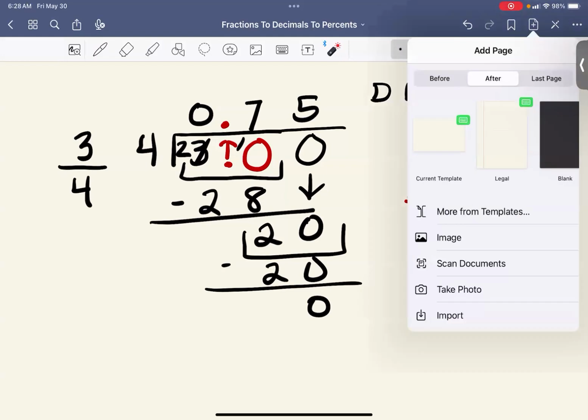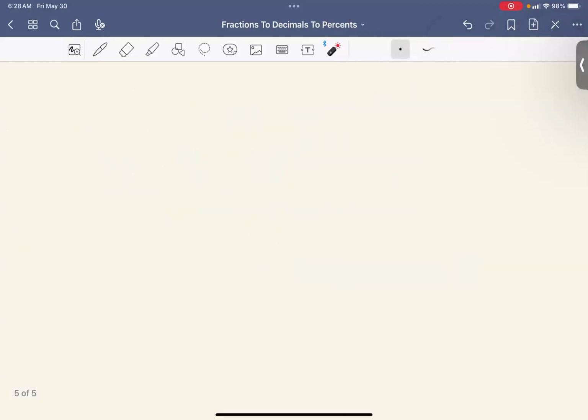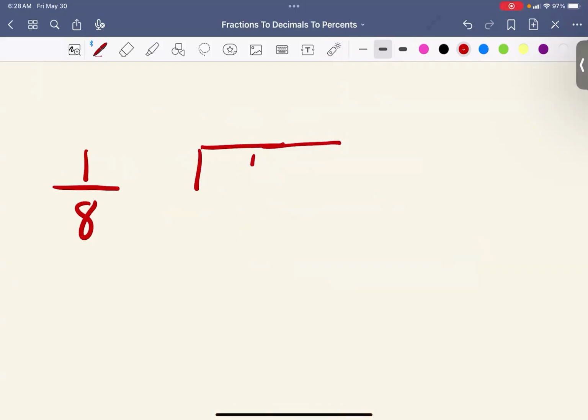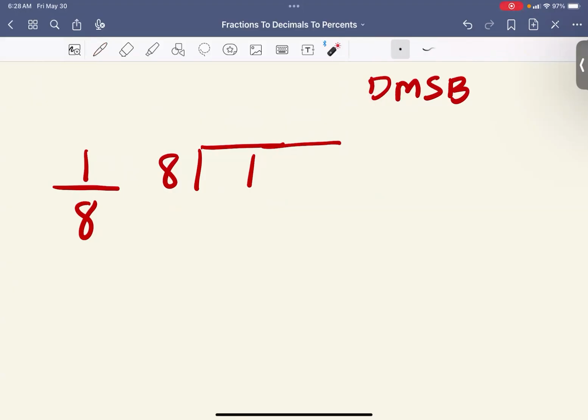Let's do another one. Let's do 1 divided by 8, or 1 over 8. So I'm going to rewrite it: 1, 8, DMSB. So I'm going to divide. 8 can go into 1 zero times. So I'm going to add my decimal, bring it up. I'm going to add a 0 to keep dividing.